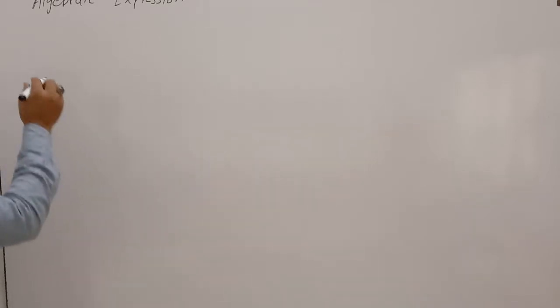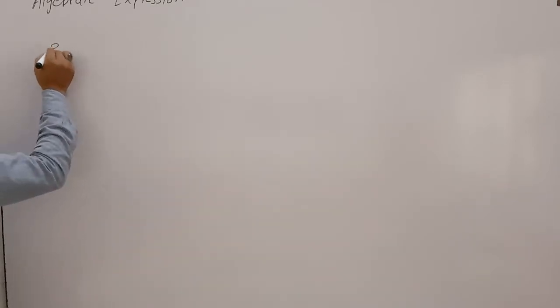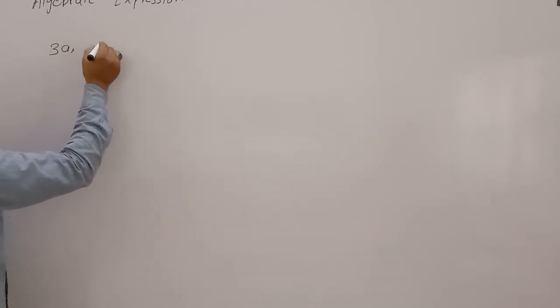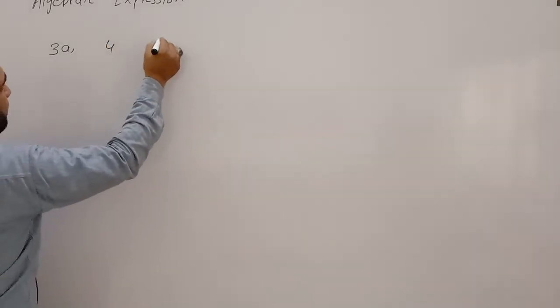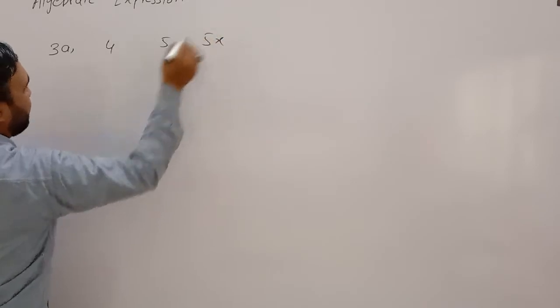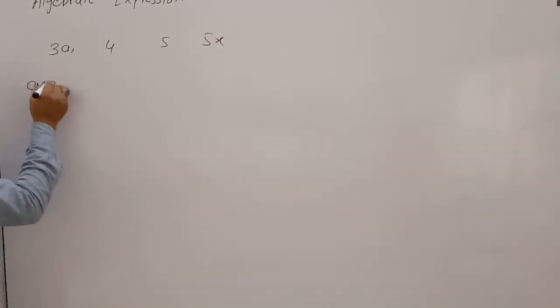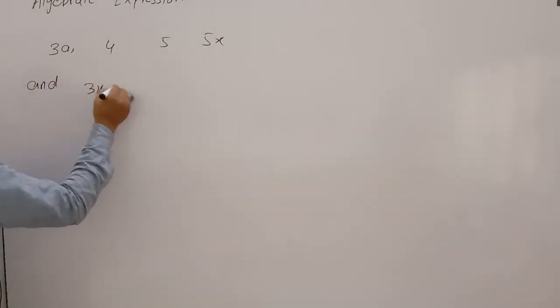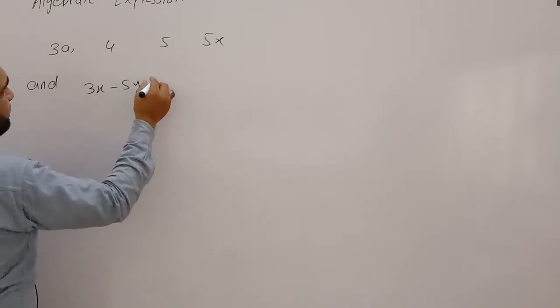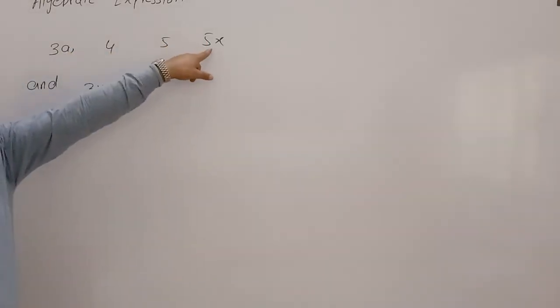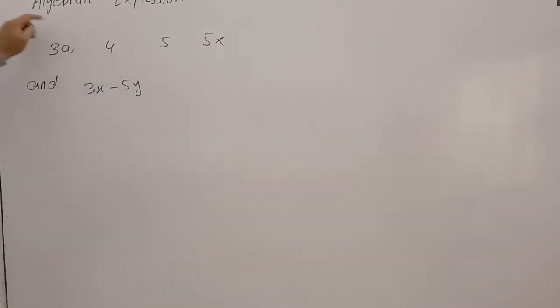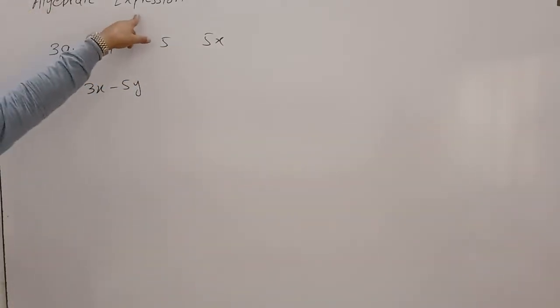Now the single number 3a only, 5x, and 3x minus 5y. This is a single term, this is also a single term, this is also a single term. These are called algebraic expressions.